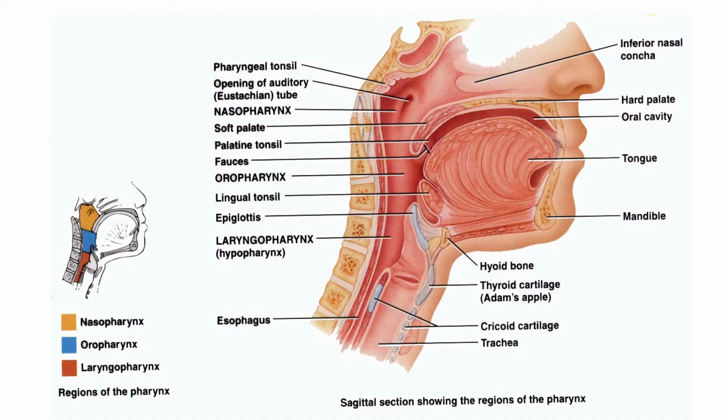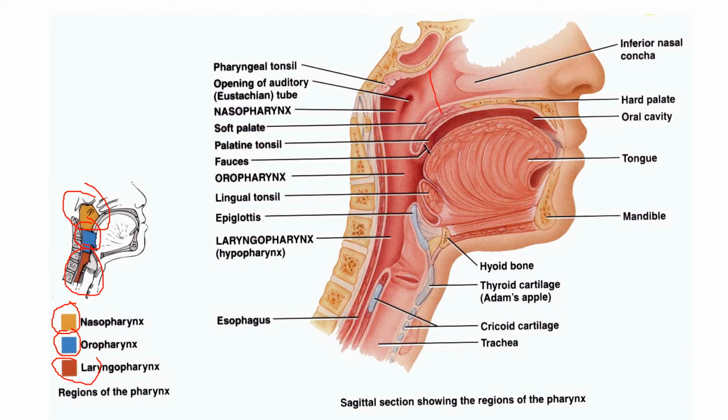Here, let's look at it. So this one tells you it's the nasopharynx. There's your nasopharynx. This is telling you it's the oropharynx, right where the mouth opening is, right? And this one is the laryngopharynx, where the larynx is. So let's see it here. Can we identify it here? Which one is the nasopharynx?